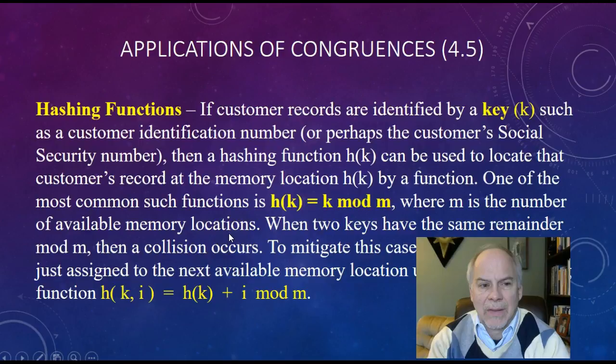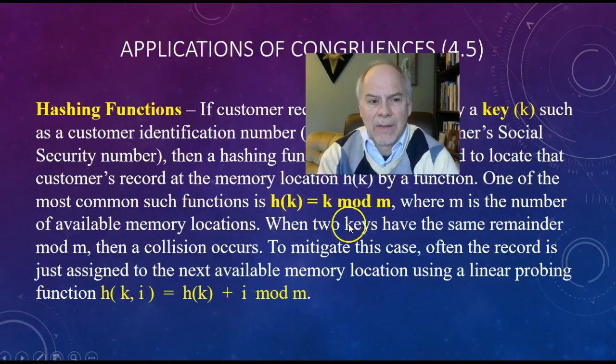Okay. Now, what does this do? This finds the remainder when you divide k by the number of memory locations. So it finds the remainder when k, the customer identification number, is divided by m. All right. Now, when two identification numbers have the same remainder mod m, then you'd have some type of collision, okay? And what you have to do is somehow program a way to mitigate this situation.